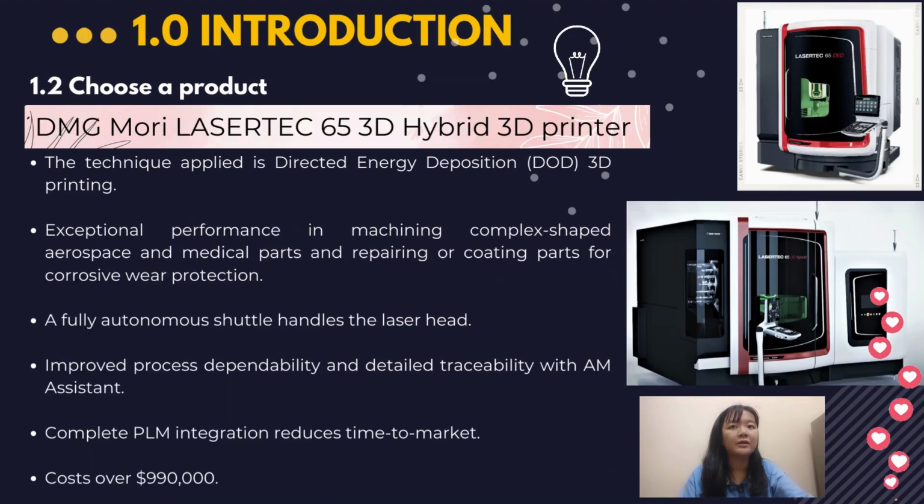1.2 Choose a product. The product that we choose is the DMG MORI LaserTec 65 3D Hybrid 3D Printer. The technique applied is direct energy deposition 3D printing. This product has exceptional performance in machining complex sheet, aeroplane and medical parts, as well as repairing of coating parts for corrosive wear protection.